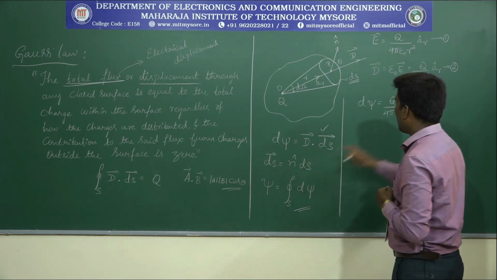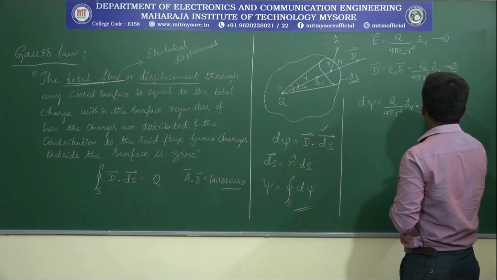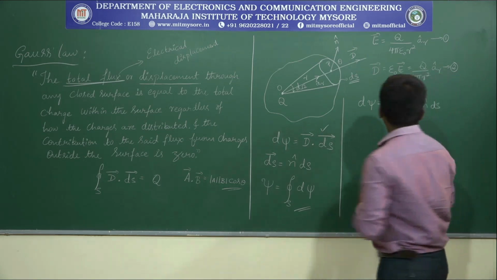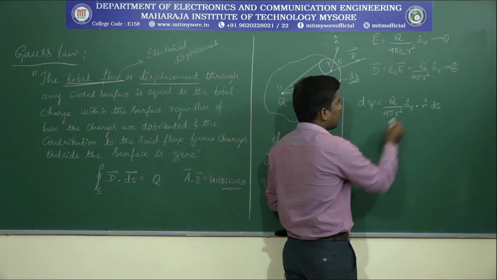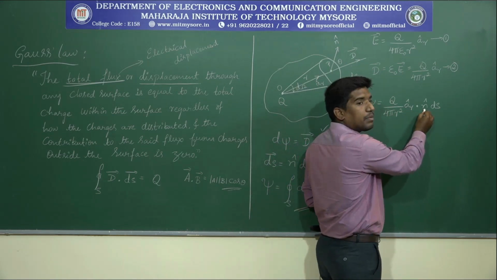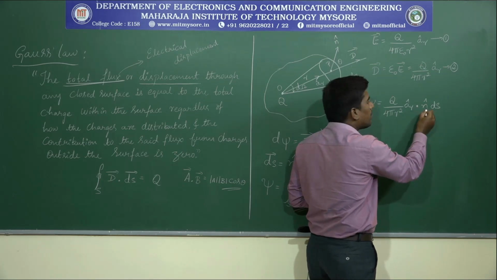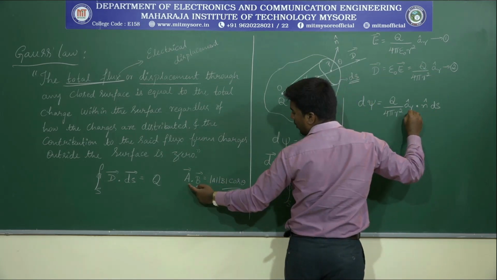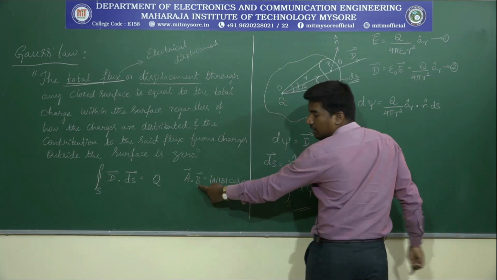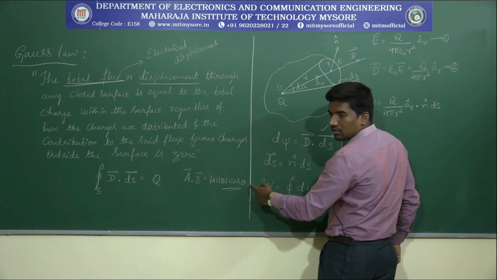What is ds? ds is equal to n cap into ds, right? So this is the equation. What is this? A cap R unit vector. What is this? N cap unit vector. Dot product between these two vectors we need to consider. See, dot product between any two vectors is equal to the magnitude of these two vectors into cos theta.